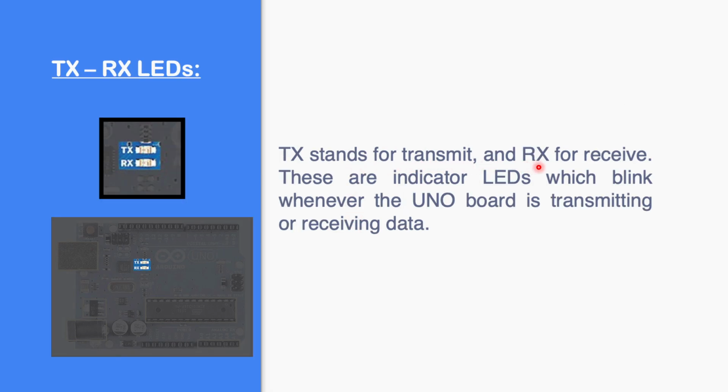TX stands for transmission data, RX stands for receiving data. These are the indicator LEDs. These are the indicators when you transmit and receive data via serial communications.